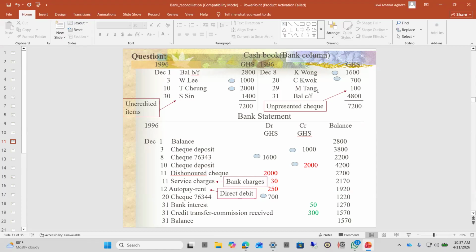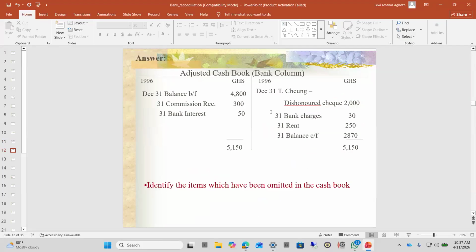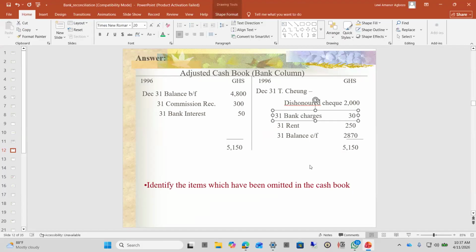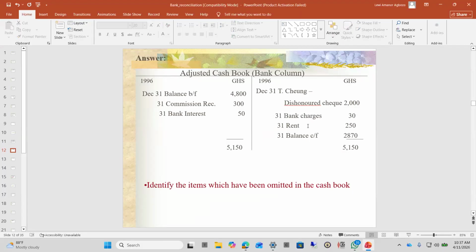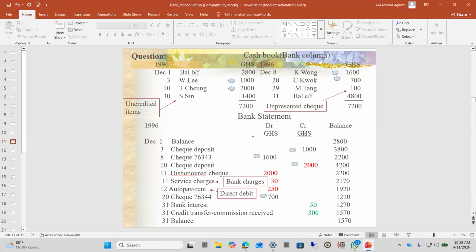Who will tell me? So, please, we have to credit our cash book. Who is speaking, please? Beatrice. Okay, so you credit your account with the rent. So we bring the rent here and credit the adjusted cash book account with the rent. Good. Now let's continue. We also realize on the 20th, we made a payment of 700 and we came to the bank statement. We saw that the payment went through, so there's nothing we'll do again. It's correct.